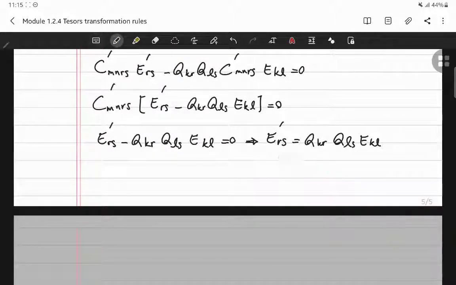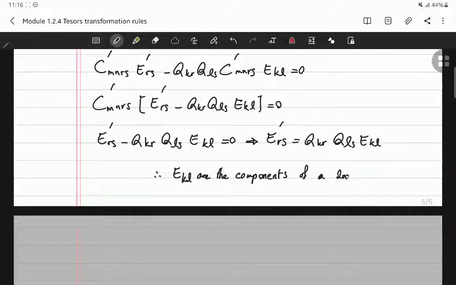So it shows that, therefore, Ekl are the components of a second order tensor. And that's it.